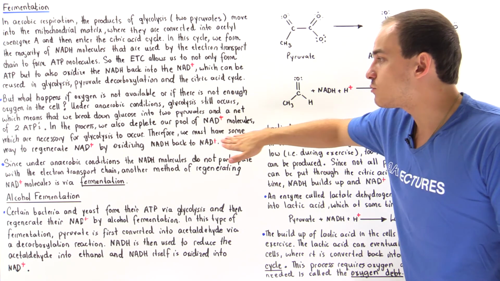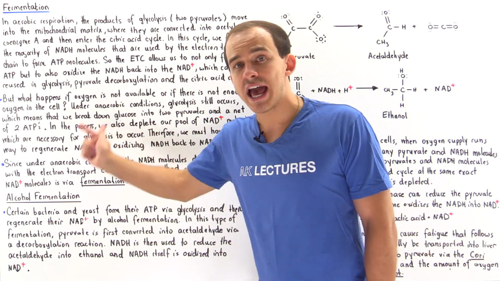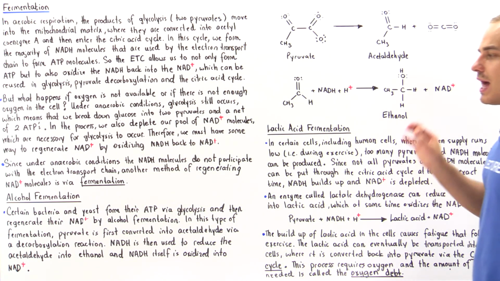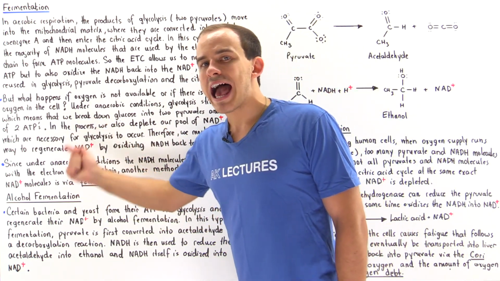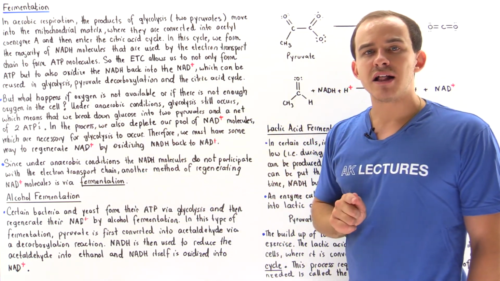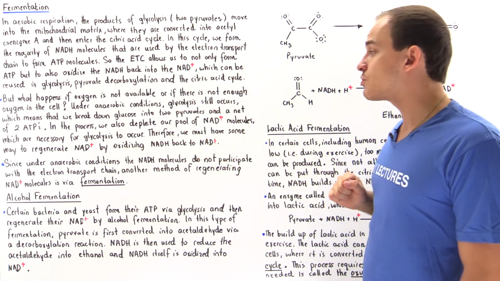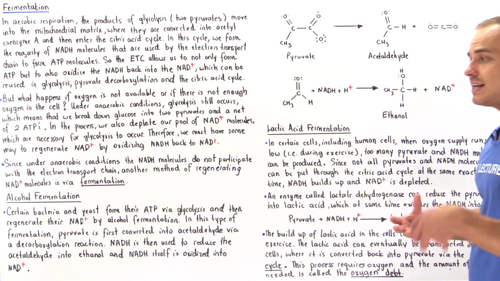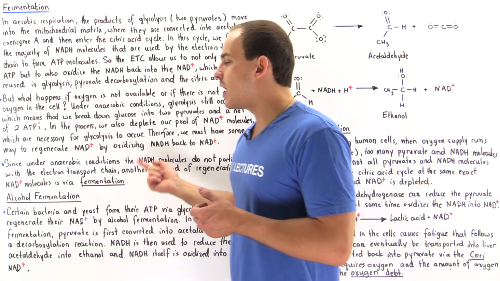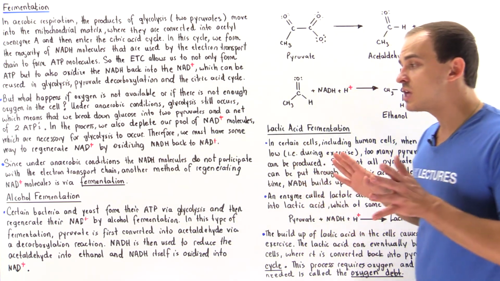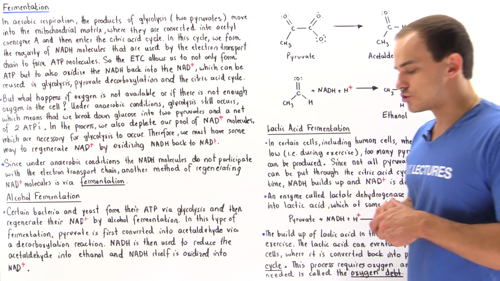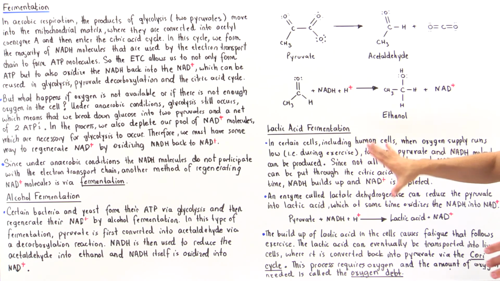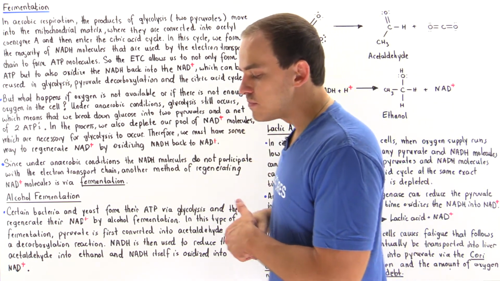So that implies that we must have some way to regenerate the NAD plus molecules by oxidizing NADH back to NAD plus. And since under anaerobic conditions, the NADH molecules do not actually go onto the electron transport chain, another method of regenerating the NAD plus molecules is via the process of fermentation. And there are 2 types of fermentation processes. So we have alcohol fermentation and lactic acid fermentation. So let's begin with alcohol fermentation.